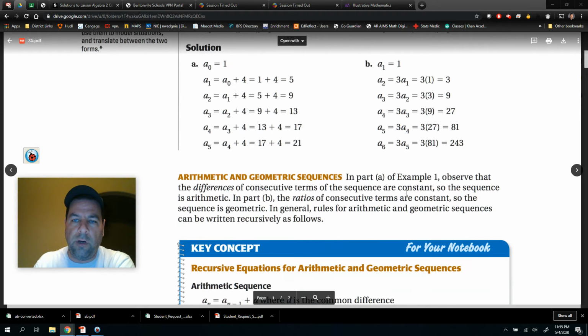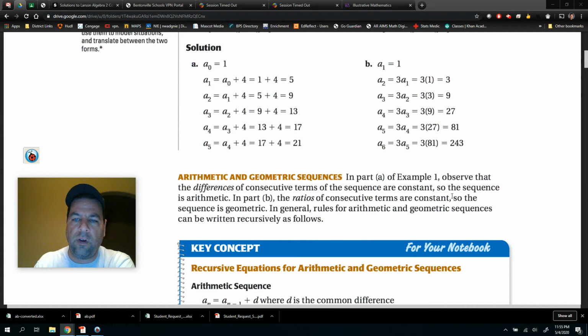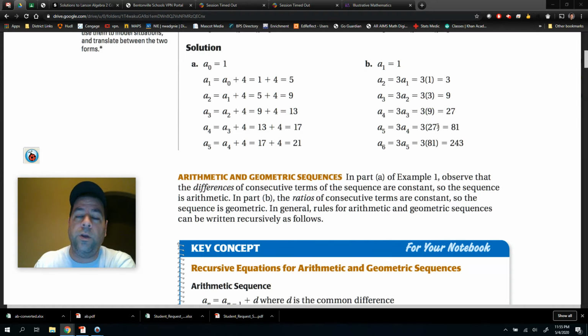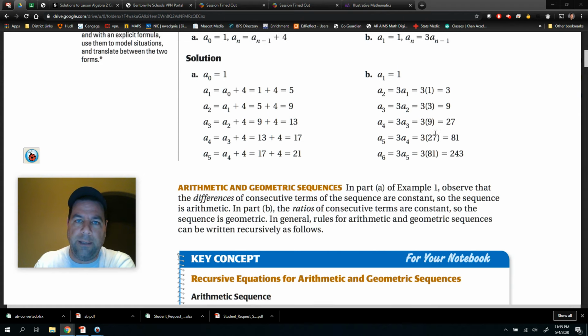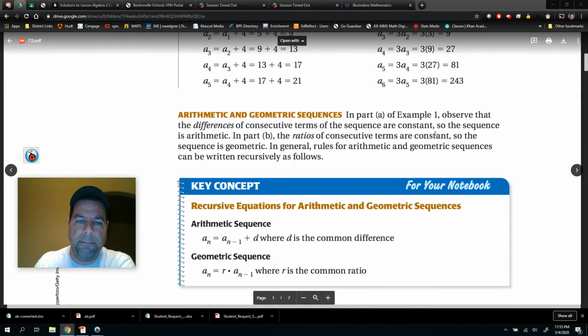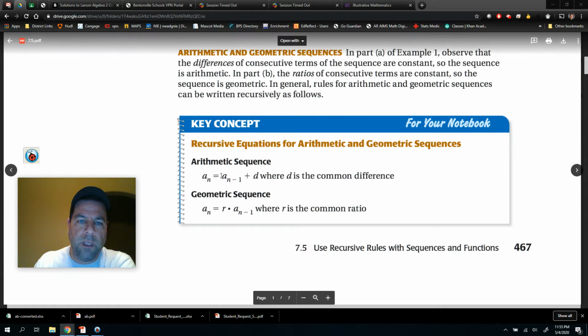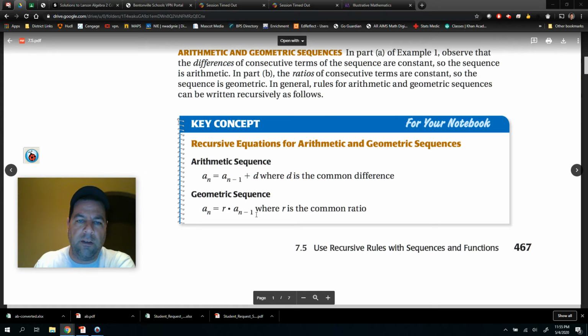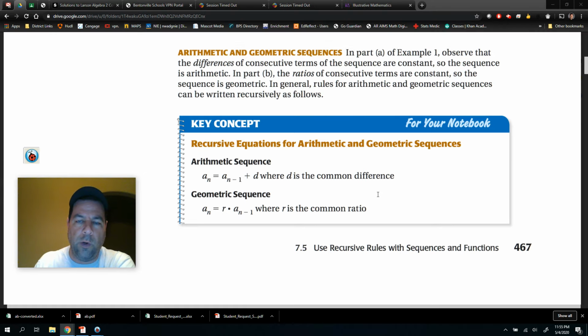Arithmetic and geometric series. In part A, observe the differences of consecutive terms in the sequence are constant, so the sequence is arithmetic. In part B, the ratios of consecutive terms are constant, so the sequence is geometric. So this is an arithmetic sequence, and this is a geometric sequence. So we could write those explicitly, or we can write them recursively. Okay? A sub n equals a sub n minus 1 plus d, where d is the common difference. And a sub n equals r times a sub n minus 1, where r is the common ratio.